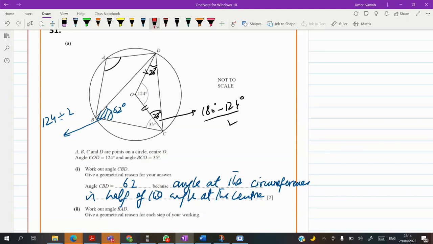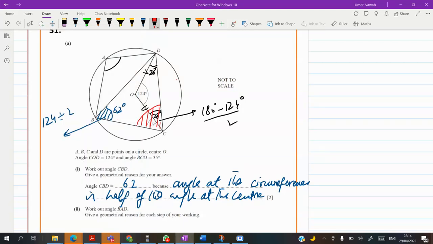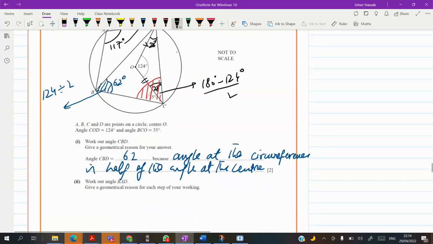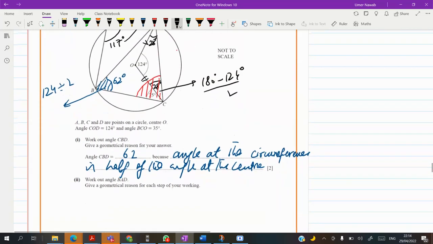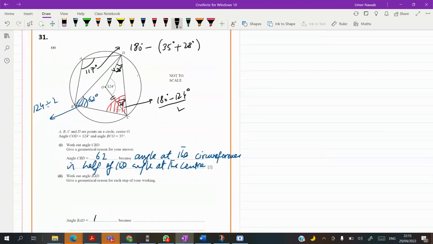Now this total angle will be how much? 35. 180 minus 35 plus 28 gives us 117. So this is 117, which equals 180 minus 35 plus 28. So which property have I used? BAD, I found it 117.